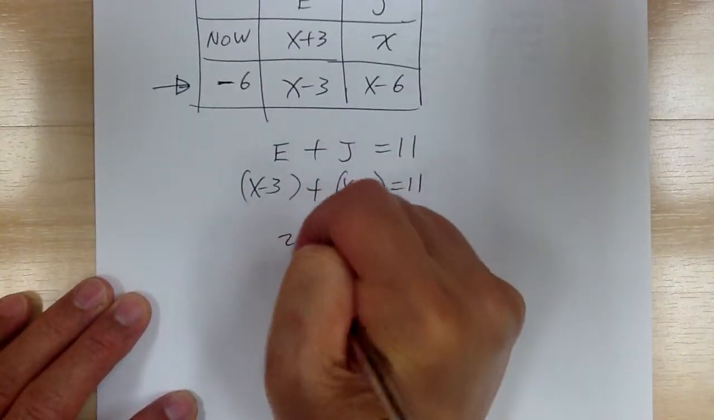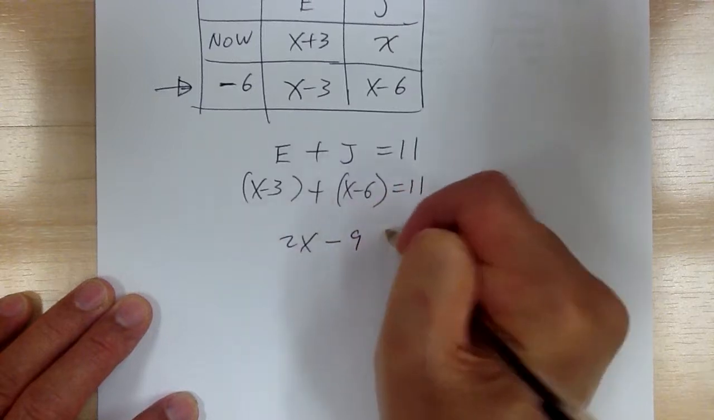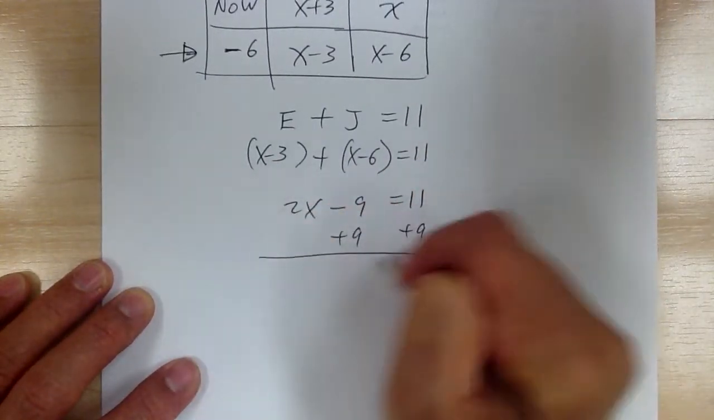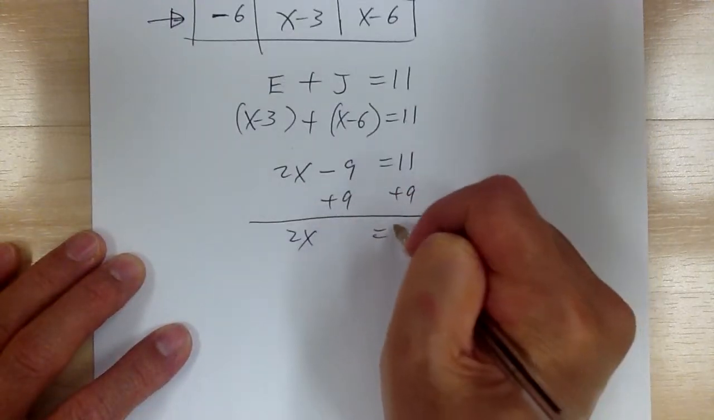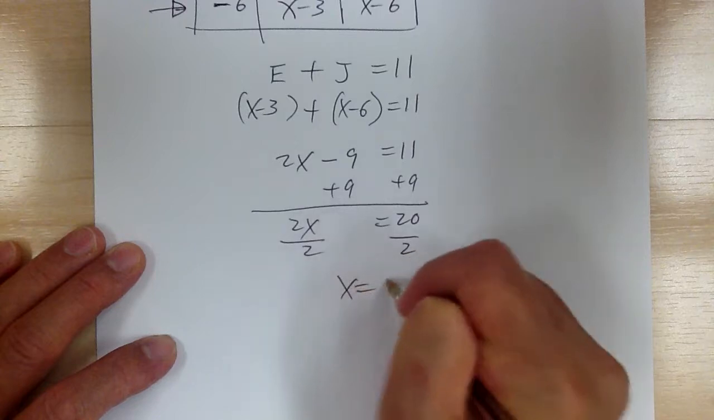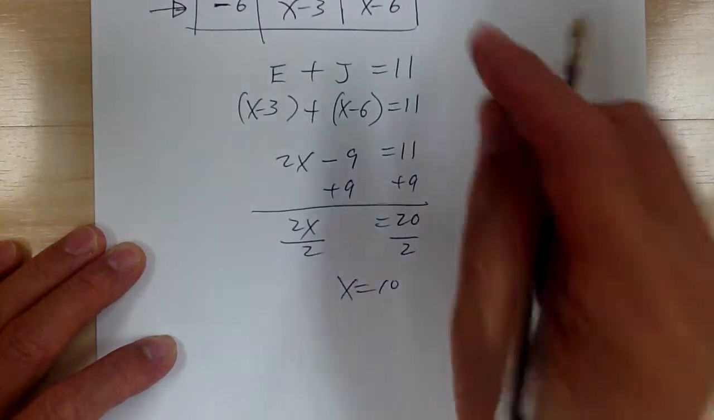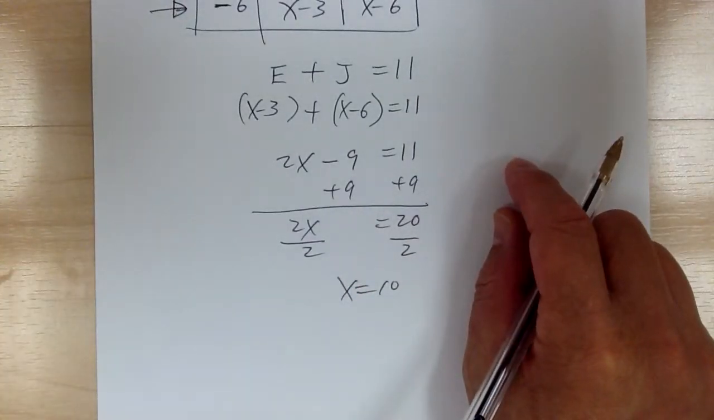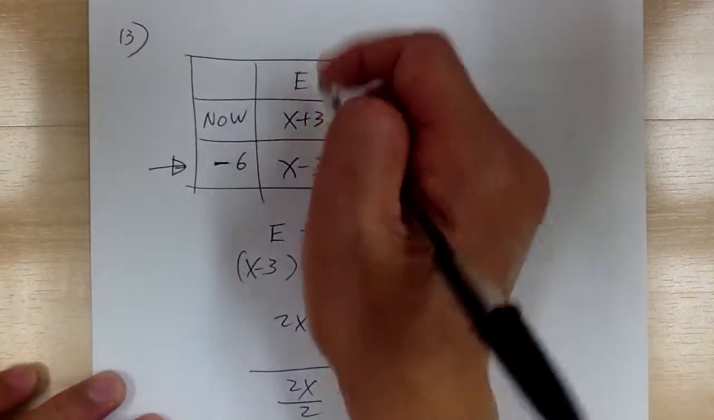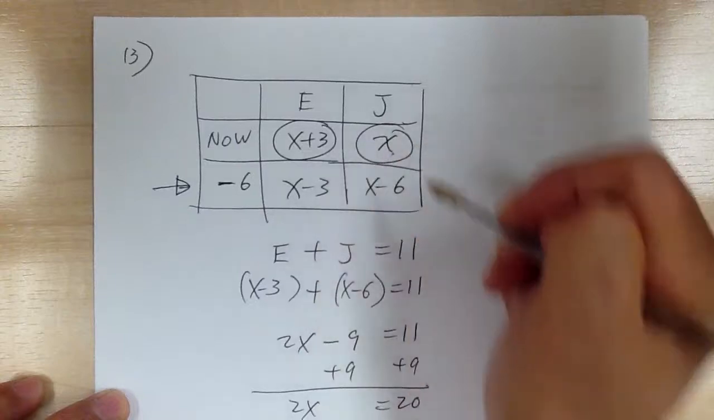So simplifying, you get 2x minus 9 equal to 11. So plus 9. You get 2x equal to 20. Divide by 2, divide by 2. So x equal to 10. And make sure you go back and read the question and make sure you answer what they asked for. It says, what are their ages now? So you're looking for now.